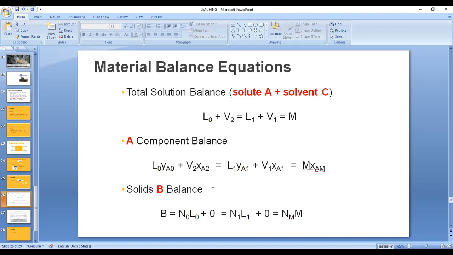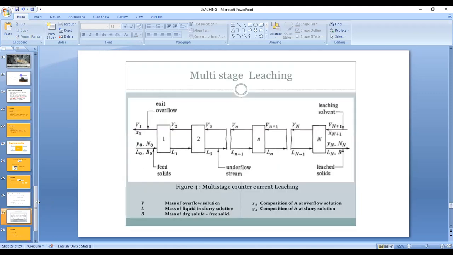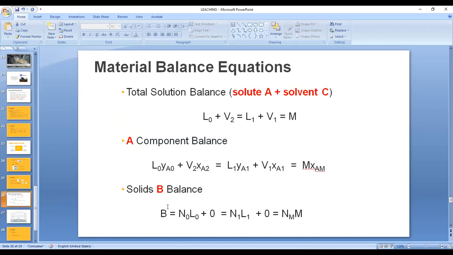If you're going to account for the solids that we have in the feed, it's N0 times L0. And it's the same solid that is present in the slurry, N1L1, the same solid that is present in the bulk phase M. So remember, this N is B over A and C, and L0 is A and C. So you get the B. The same thing in here. Okay, this is the very important material balance, and you should not be confused with other material balances because it's very unique.